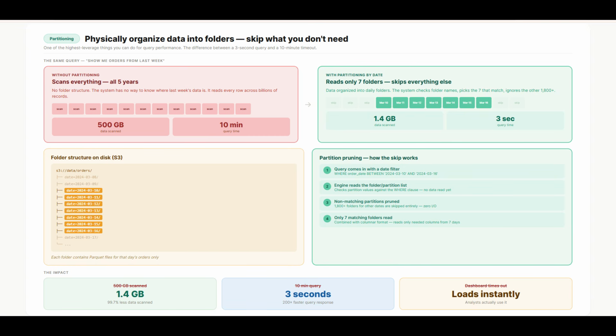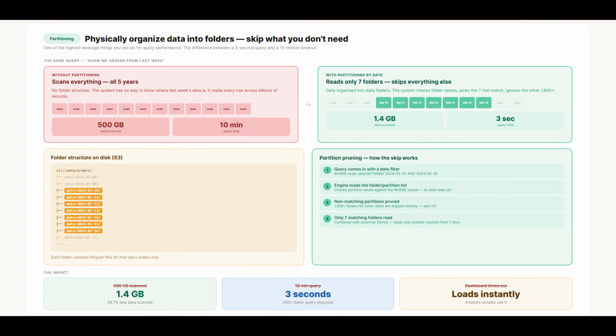Imagine your orders table has 5 years of data, billions of rows. Someone runs a query, show me all orders from last week. Without partitioning, the system scans every single row in that table, all 5 years, billions of rows, to find 7 days worth of data. Partitioning means you physically organize your data into folders based on a column value, usually date. So all orders from March 1st, 2024 live in one folder. All orders from March 2nd in another. When that query comes in asking for last week, the system looks at the folder structure and says, I only need these 7 folders. It skips everything else completely.